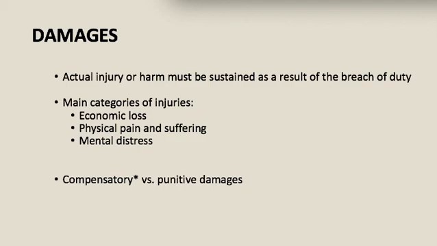Now, your textbook provides three different categories of injuries. Economic loss, right? Some kind of financial loss. Maybe they had to pay out medical bills. Maybe they lost wages because they had to take off work as a result. Physical pain and suffering, that one's pretty intuitive, right? Some kind of physical pain and suffering that has occurred as a result of the incident.